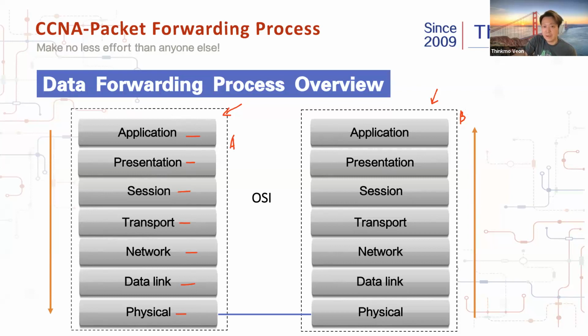Can you remember this OSI model of 7 layers? If you can, give me a thumbs up. Nobody can remember? Or have you learned this before? If you have learned this before, you can also give me a thumbs up, just use the emoji.